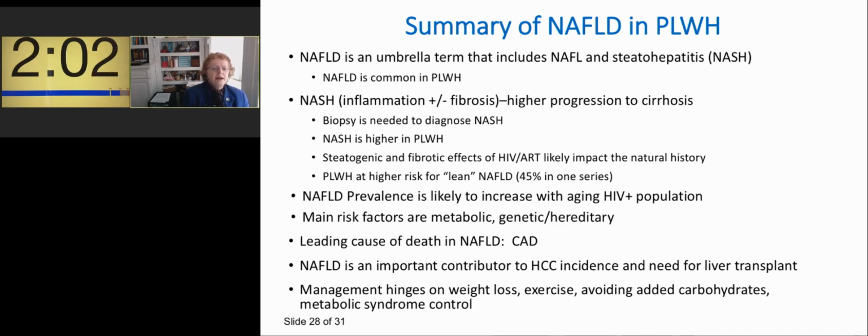The main risk factors are metabolic, genetic, and hereditary. The leading cause of death is coronary artery disease. It's an important contributor to cancer and will be the #1 cause for liver transplant in 2022. And management hinges on weight loss, exercise, avoiding carbohydrates, and metabolic syndrome control.